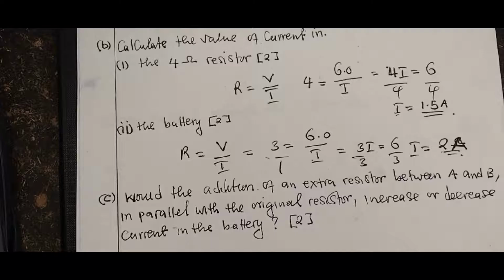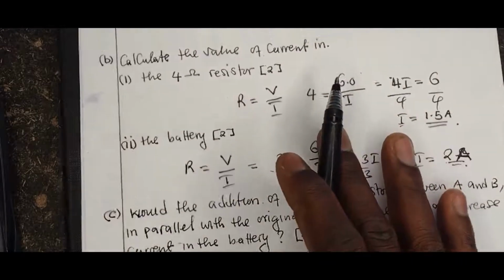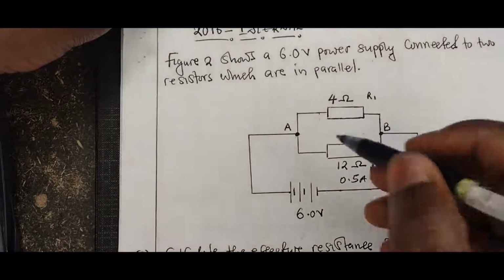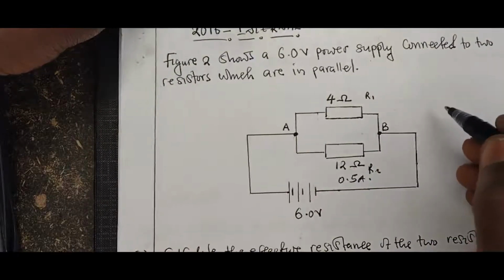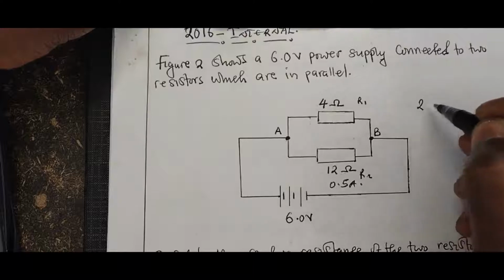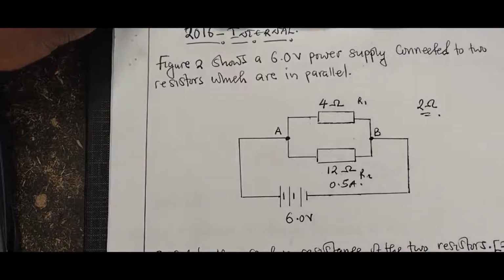Would the addition of an extra resistor between A and B in parallel with the original resistors increase or decrease the current in the battery? Okay, so the answer to this one is that the current will increase due to decrease in the total resistance. Look at this. In this case, let me say we put another resistor there, which is Z. I'll put 2 ohms. We add another resistor and connect it in parallel, that is 2 ohms.